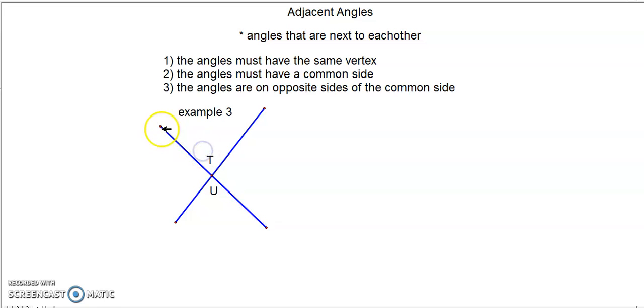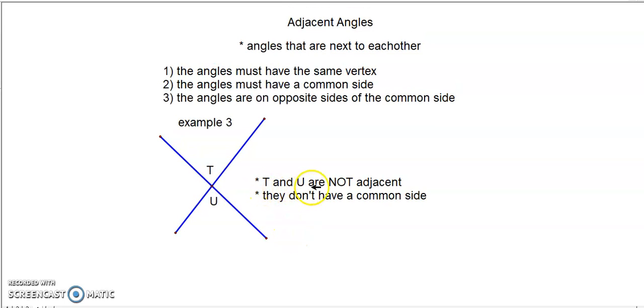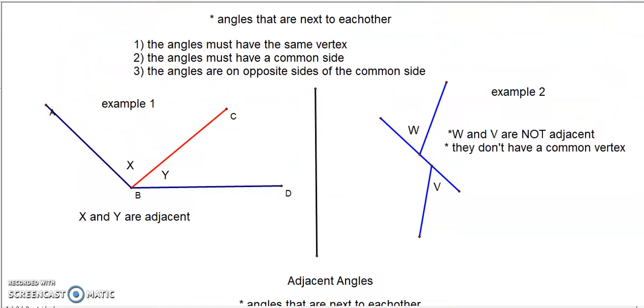These two sides here, this side and this side, are used for angle T, and this side and this side are used for angle U. They do not share a side. So since they do not have a common side, these two angles are not adjacent. Angle T and U are not adjacent because they do not have a common side. So this leg and this leg make up T, and this leg and this leg make up U. And over here above, I forgot this, I should have written it down, but angle W and V are not adjacent because they do not have a common vertex.